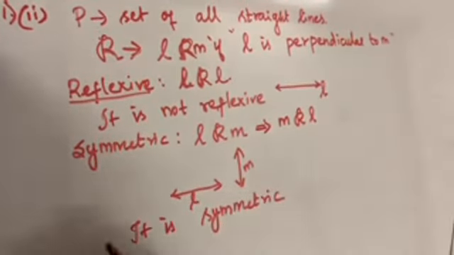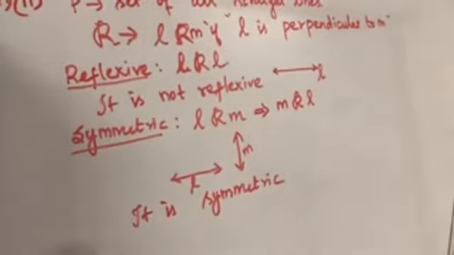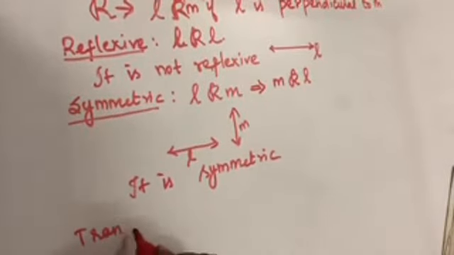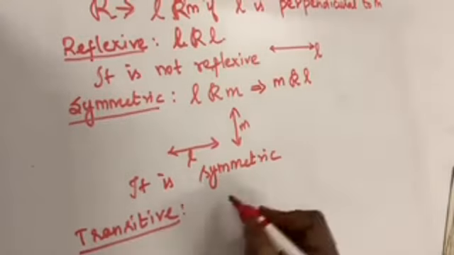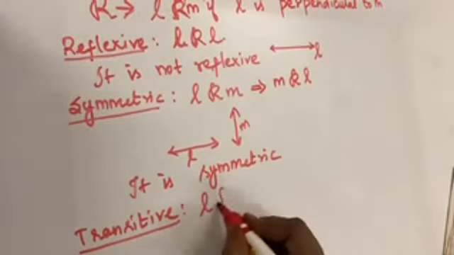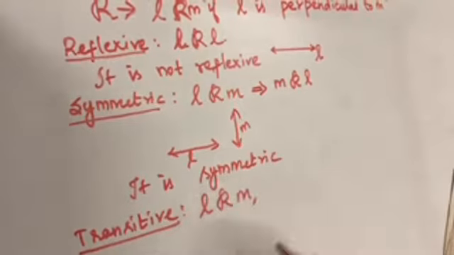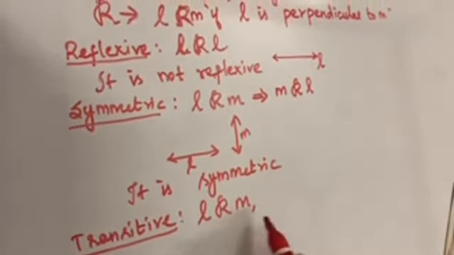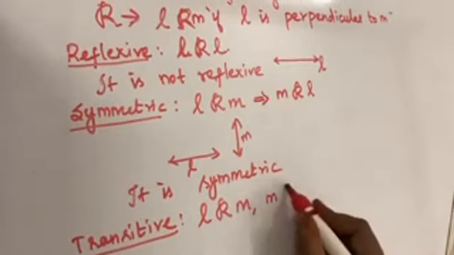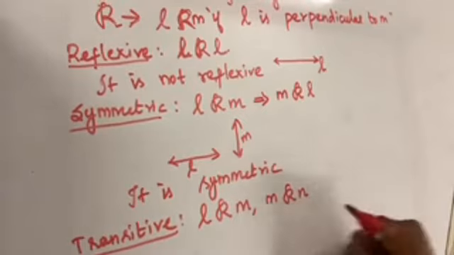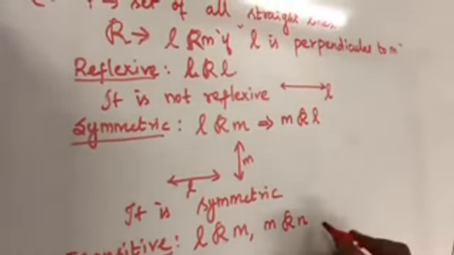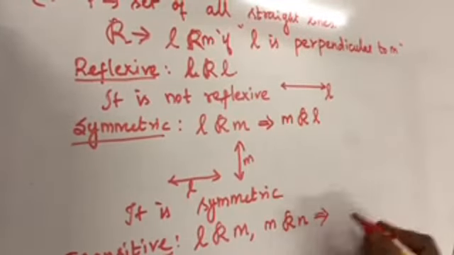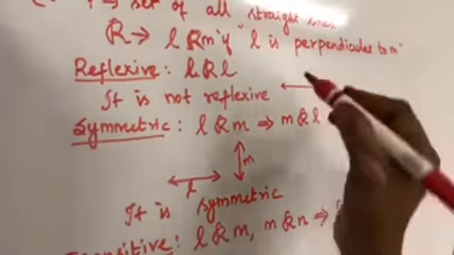Okay. And the third condition, transitive. Will it satisfy? L is related to M, that means L is perpendicular to M. And M is perpendicular to N, another line. L is perpendicular to M and M is perpendicular to N. Will it imply L is perpendicular to N?